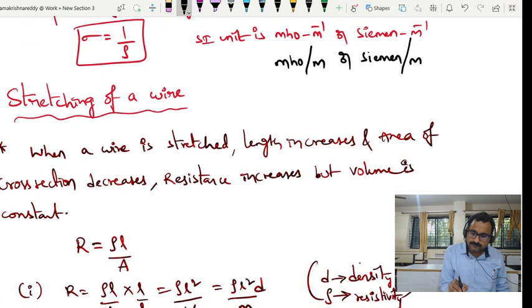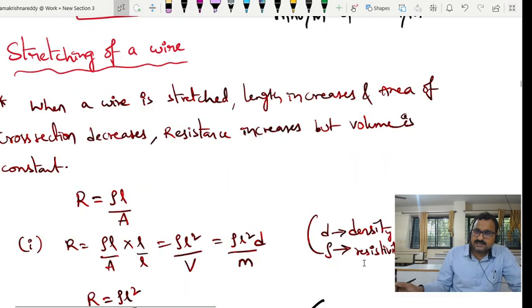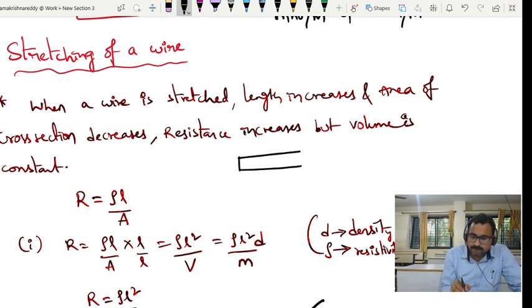Stretching of a wire. When a wire is stretched, length increases, area of cross section decreases, resistance increases, but what will be constant? Volume. When a wire is stretched, this is the wire I am taking there. When I stretch this one, see that one?